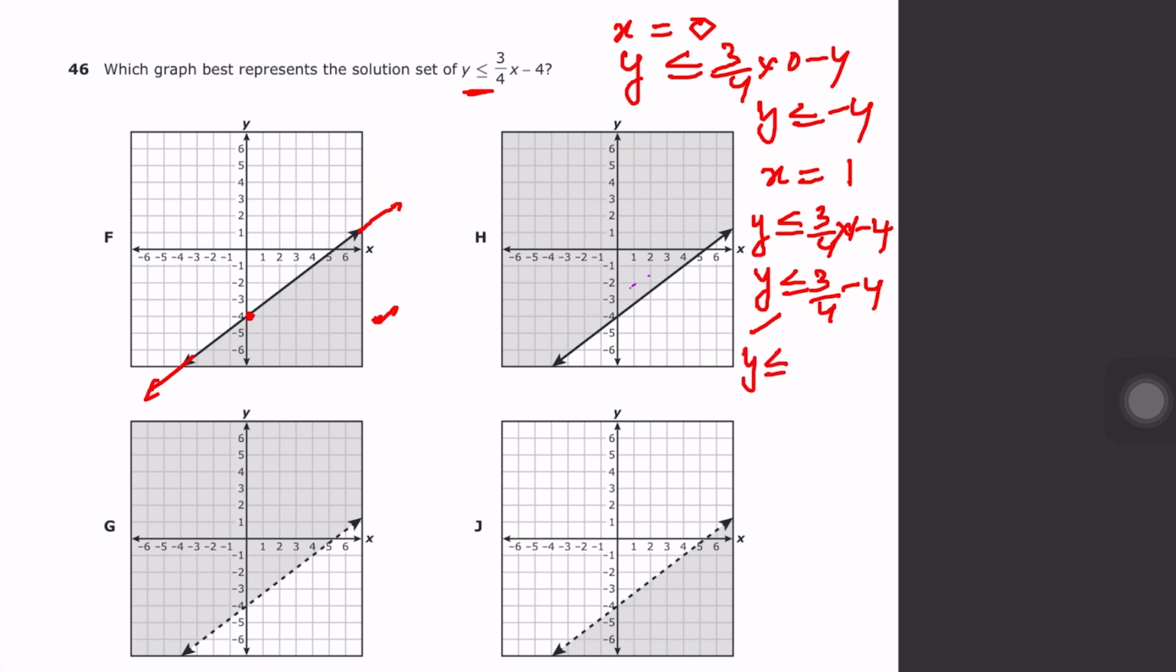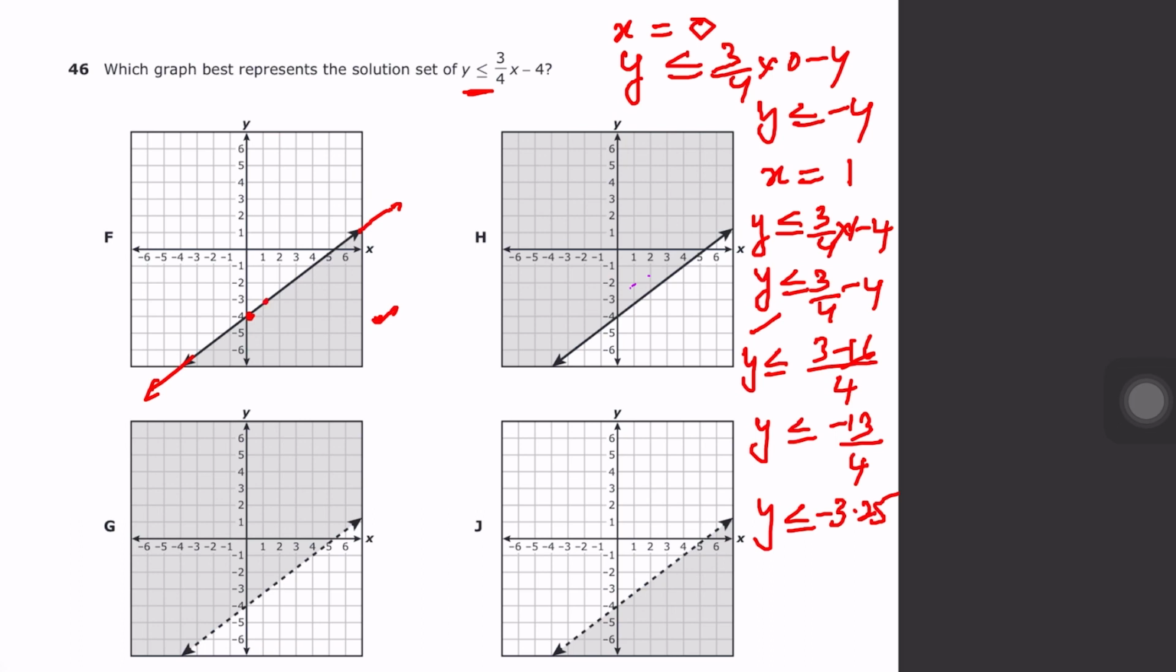Therefore y is less than or equal to 3 by 4 times 4 minus 16 by 4, which is y is less than or equal to minus 13 by 4. That is y is less than or equal to minus 3.25. So this point lies on this graph, somewhere here at minus 3.25. When x is equal to 1, it's here somewhere. So it is lying on this graph.